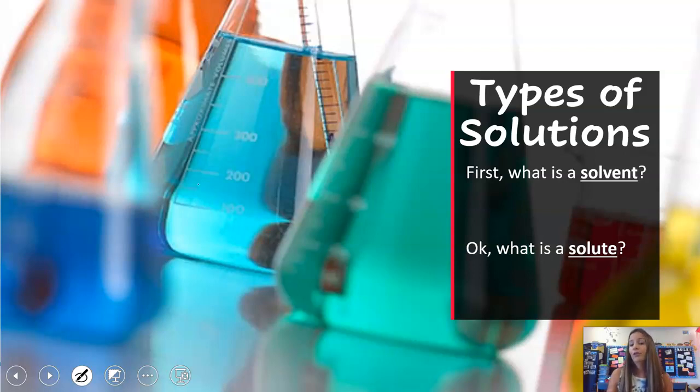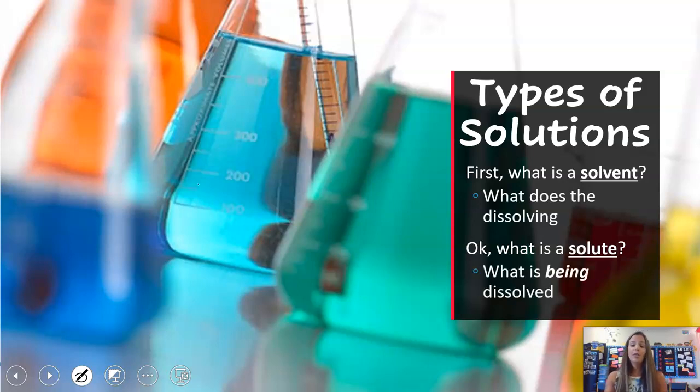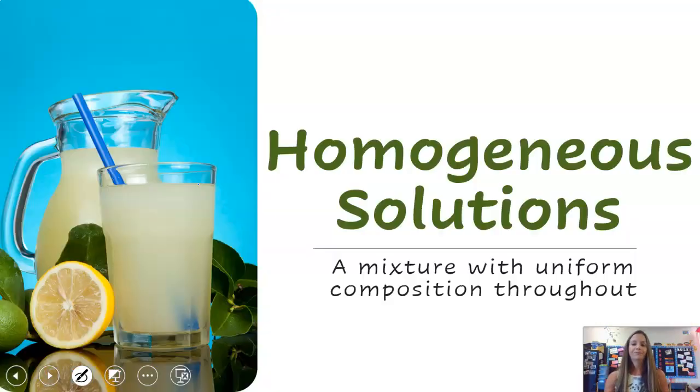Lastly, we're going to quickly review types of solutions. We have a solvent, which is what does the dissolving, and a solute, which is what is being dissolved. I always remember this: U comes before V, so U goes into V. The solute goes into the solvent, and then it makes a solution.